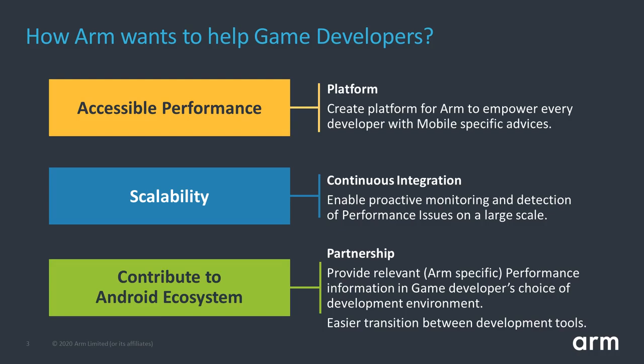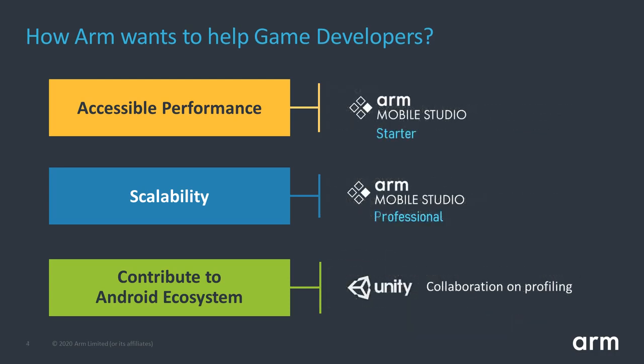Thirdly, we would like to provide ARM hardware-specific performance information inside game developers' choice of development environment, and also provide you the means to transition between the development tools seamlessly. And the way we achieve this is by offering the Starter Edition to make sure everyone has a solution free of cost. And those who want to do larger scale performance analysis have the Professional Edition with which they can develop CI workflows to proactively monitor and analyze performance.